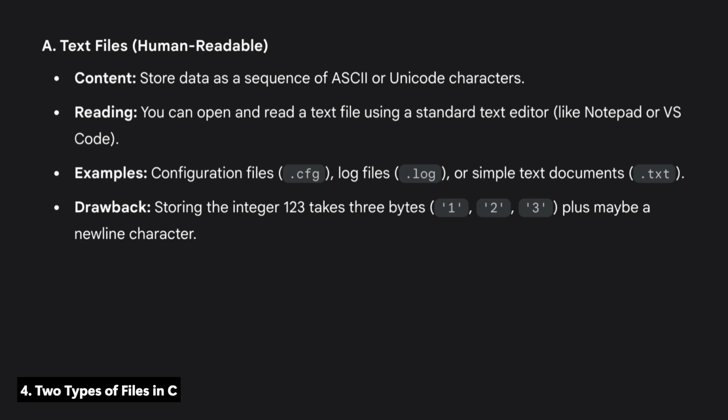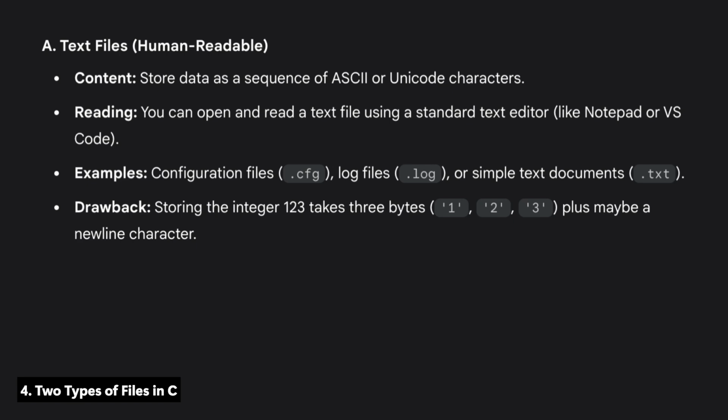4. Two types of files in C. In C, we generally categorize files into two types based on how the data is stored and interpreted. A. Text files, human-readable. Content: store data as a sequence of ASCII or Unicode characters. Reading: you can open and read a text file using a standard text editor, like Notepad or VS Code. Examples: configuration files, .cfg, log files, .log, or simple text documents, .txt.